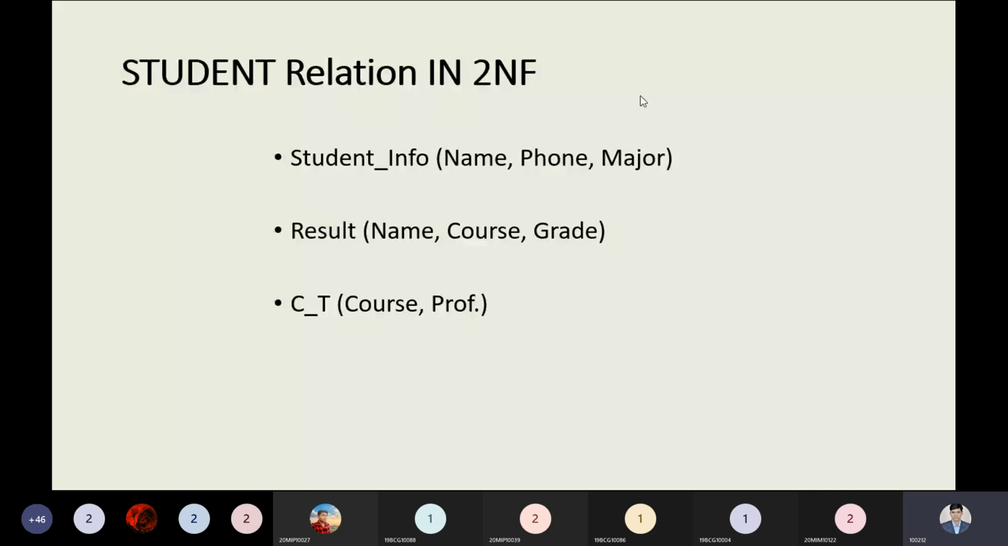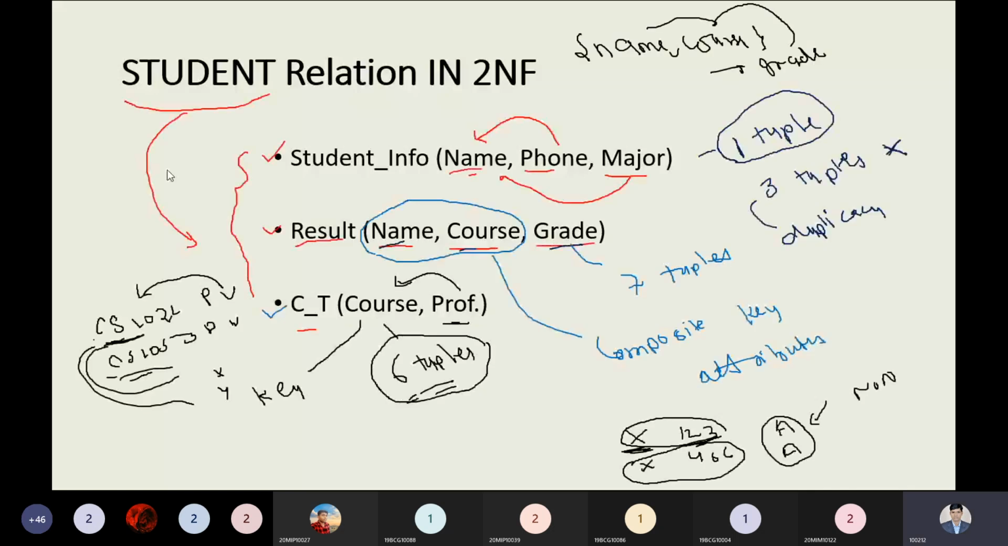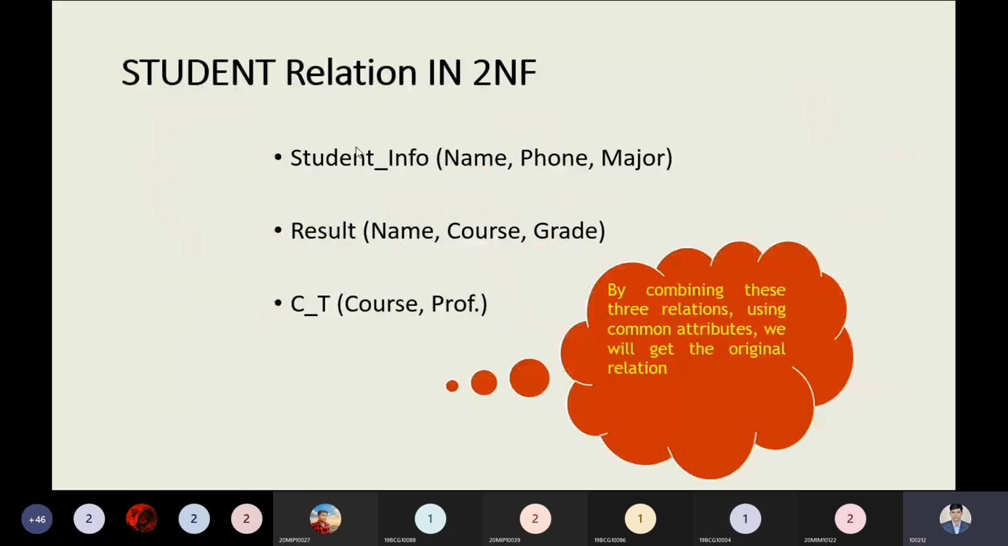So by combining these three relations using the common attributes, okay, by combining these three relations, we are getting the same original result as we have seen in the previous part. So we can say we are calling this lossless decomposition. So what we will do, I'm just drawing a diagram over here.